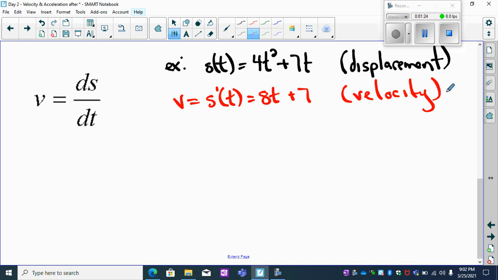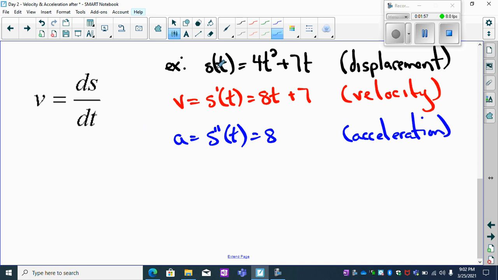And next couple problems we'll work on displacement and velocity, but then after that we get into something called acceleration. Acceleration is really just the second derivative with respect to time. So 8t would be 8. Okay? And instead of calling it s double prime t, we can think of it as acceleration.